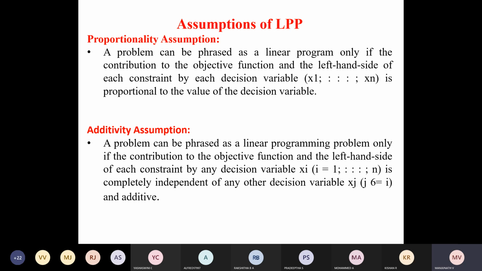Every constraint is equally important. Here we call constraints as variables. Every constraint is equally important. Understood?